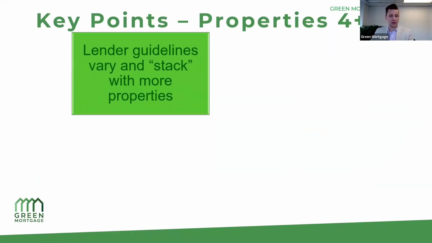Now, a couple of the key points for you at this stage: keep in mind that lender guidelines vary and they stack with more properties. What I mean by this is that if a lender only uses 50% of the rent and you now have 4 properties, that's 4 losses that you have to be able to debt service on your application. So if you have 4 properties that are showing an $800 loss according to the lender, that's $3,200 that you now have to carry as a liability, which is a pretty significant amount.